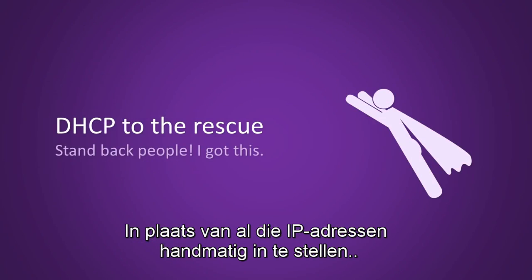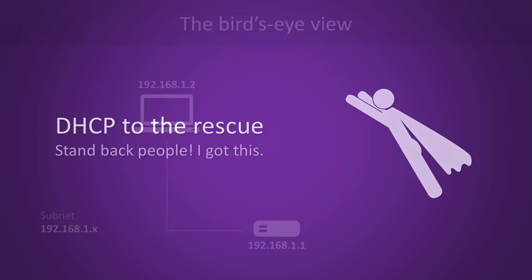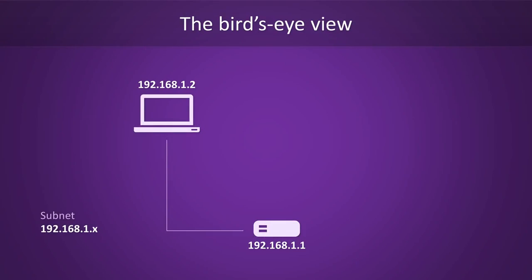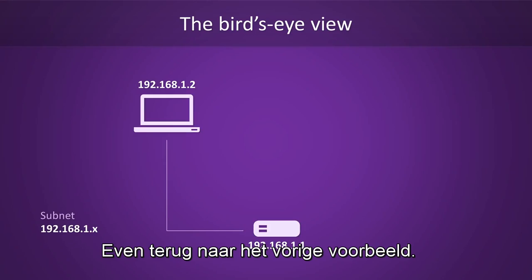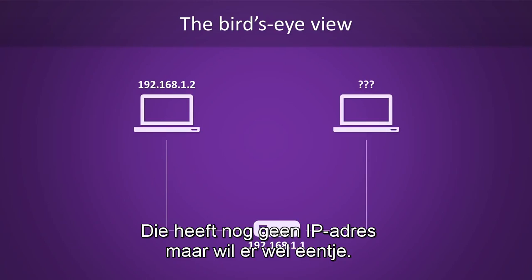Instead of keeping track of all those IP addresses manually, why not let DHCP do all the math for you? Before we cover the technicalities of the algorithm, here's the simpler bird's eye view. Jumping back to the previous example, the second computer has just joined the network. At this point, it doesn't have an IP address, but it wants one.